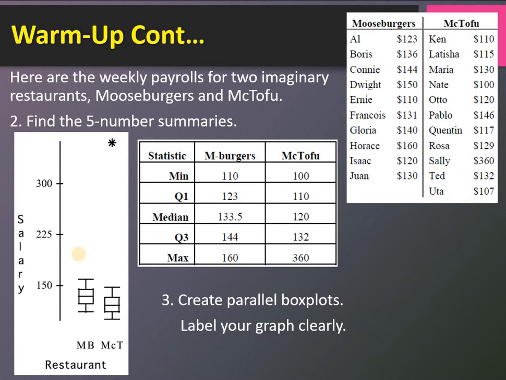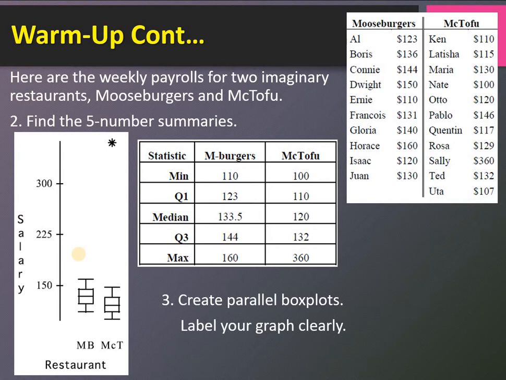I am giving the values for those centers. I'm also giving context. The salary is $133.50 versus $120, and I'm throwing in comparative language. Mooseburgers has a higher median salary than McTofu at $133.50 versus $120.